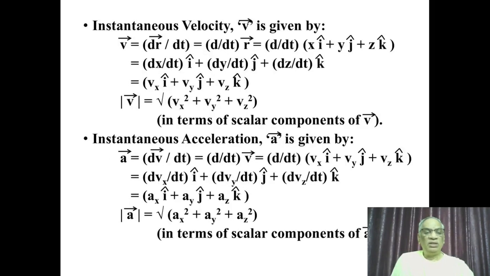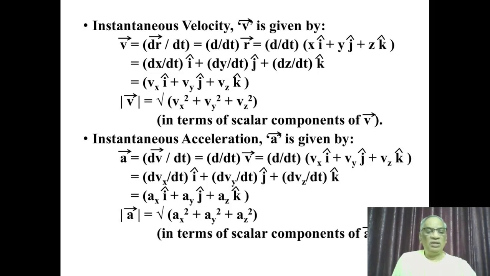Then instantaneous velocity is given by V bar is equal to, in vectorial form, dr by dt, that is d by dt of R bar, that is d by dt of xi plus yj plus zk. The radius is expressed in vector form using unit vectors. So dx by dt i bar, dy by dt j bar, dz by dt k bar. Those are the velocity components in the x direction, y direction, z direction. So dx by dt is vx i bar, vy j bar, vz k bar, and its magnitude is given by the square root of vx square plus vy square plus vz square, in terms of scalar components of V bar.